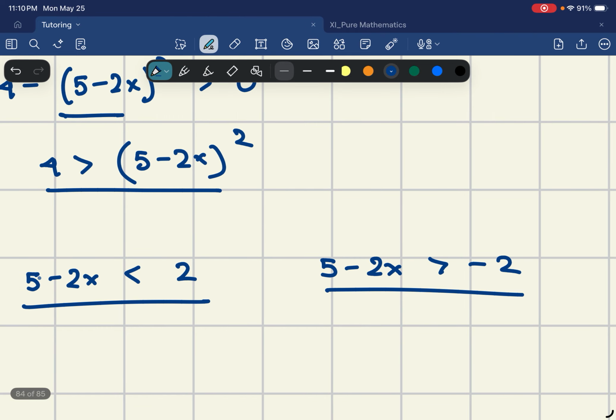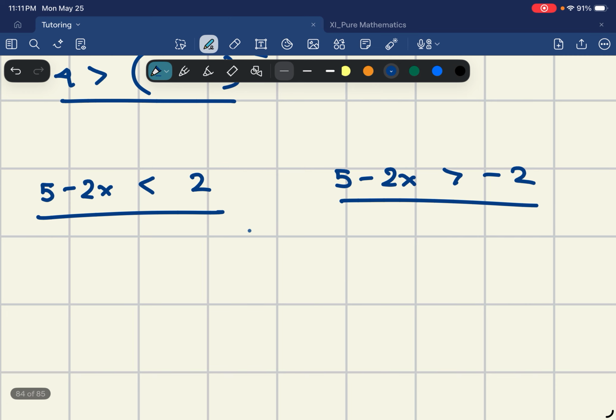So either my 5 minus 2x is less than 2, then its square is less than 4, or it has to be bigger than negative 2. Then as well, its square is going to be less than positive 4, because negative 2 squared is positive 4. If you choose a number less than negative 2, like negative 3, the square is going to be positive 9, right? So that is why you can't choose any number that is less than negative 2.